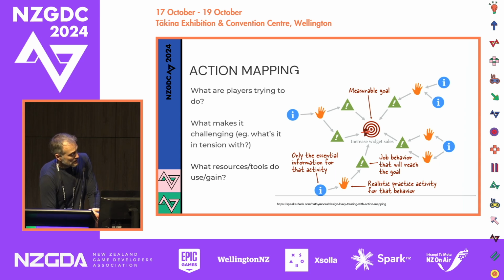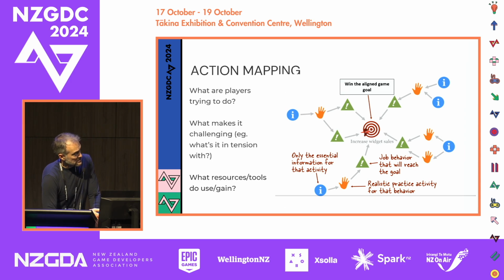So if you're using this for this kind of game activity, you're saying, what are the players trying to do? What makes it challenging, et cetera. So in the middle there is what's a game goal, and then those job behaviors are the game goals. So the middle part is the aligned goal. The green parts are the game goals that progress towards it, or that represent those values.